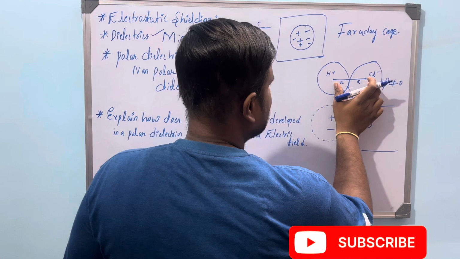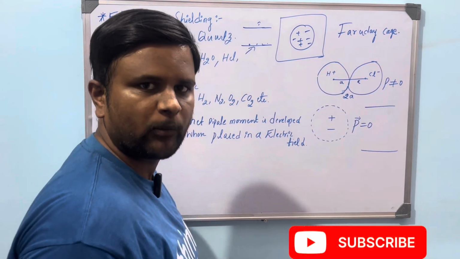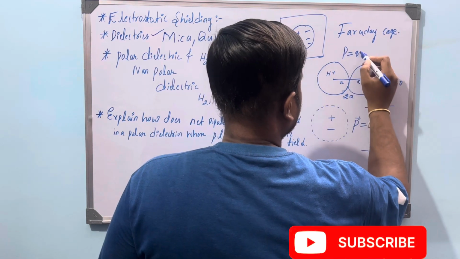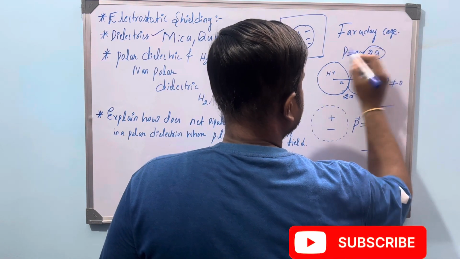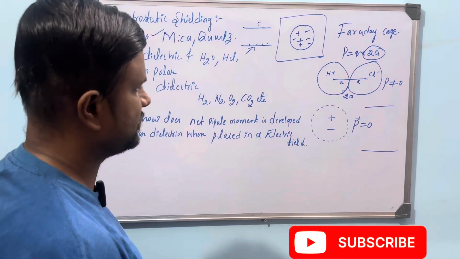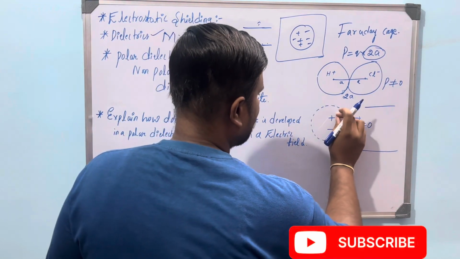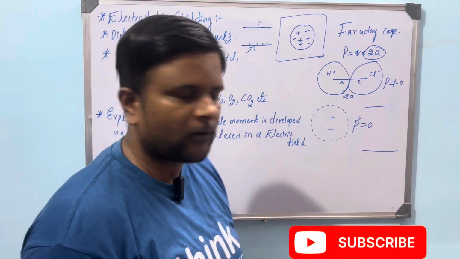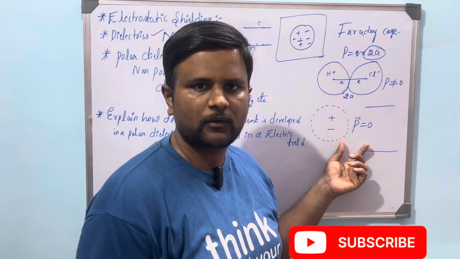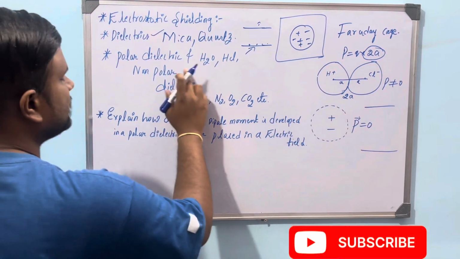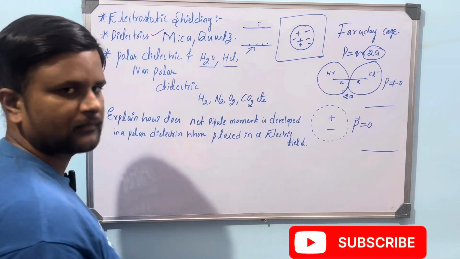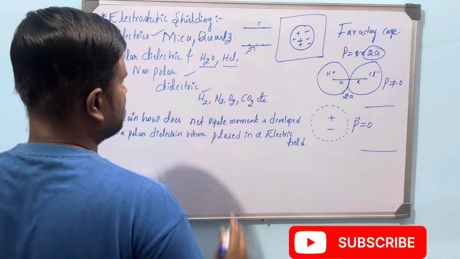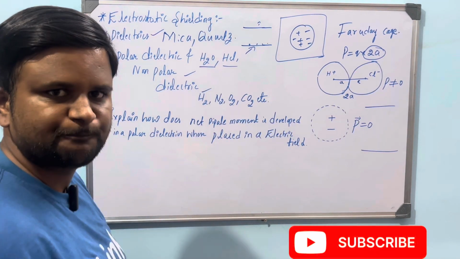If the distance is there, obviously I will get a dipole moment p, which is not equal to 0. The dipole moment formula is p equals q times 2a. The distance must be there. But in a non-polar molecule, the center of the positive charge and the center of the negative charge coincide. There is no distance, so obviously there is no dipole moment. Examples of polar molecules are water and hydrochloric acid. Examples of non-polar molecules or dielectrics are H2, N2, O2 and CO2.